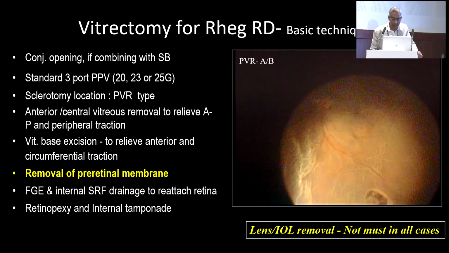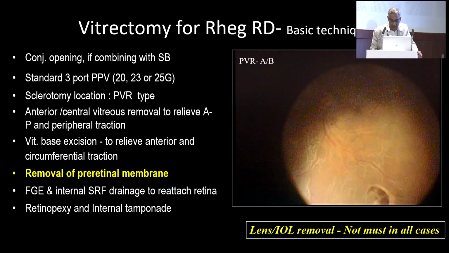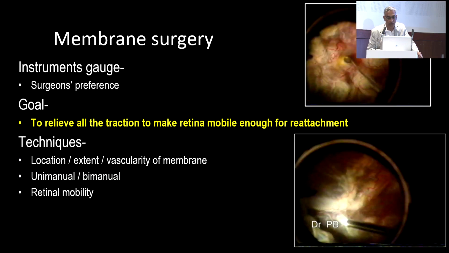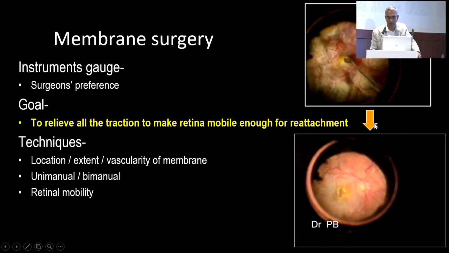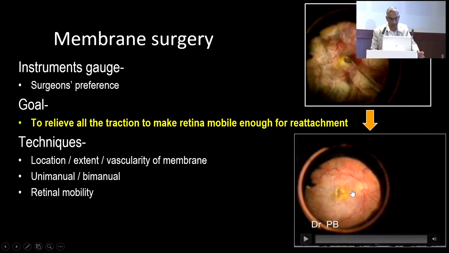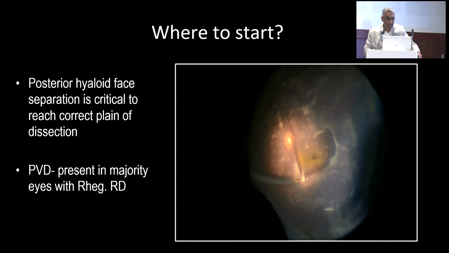And what is important when you deal with these cases is membrane dissection and how you handle this. Basically, instrument choice is always a surgeon's preference, but the goal is to relieve all the traction to make the retina mobile, as you see in the top picture, to get something like this at the end. And technique again depends on location, extent, and vascularity of the membranes. You can use bimanual or unimanual section, depending on how you want to make the retina more mobile.